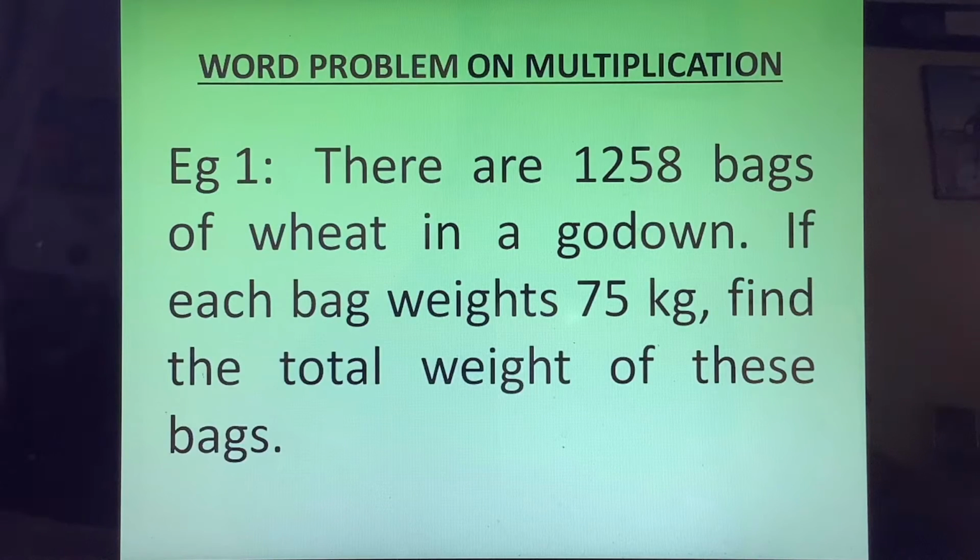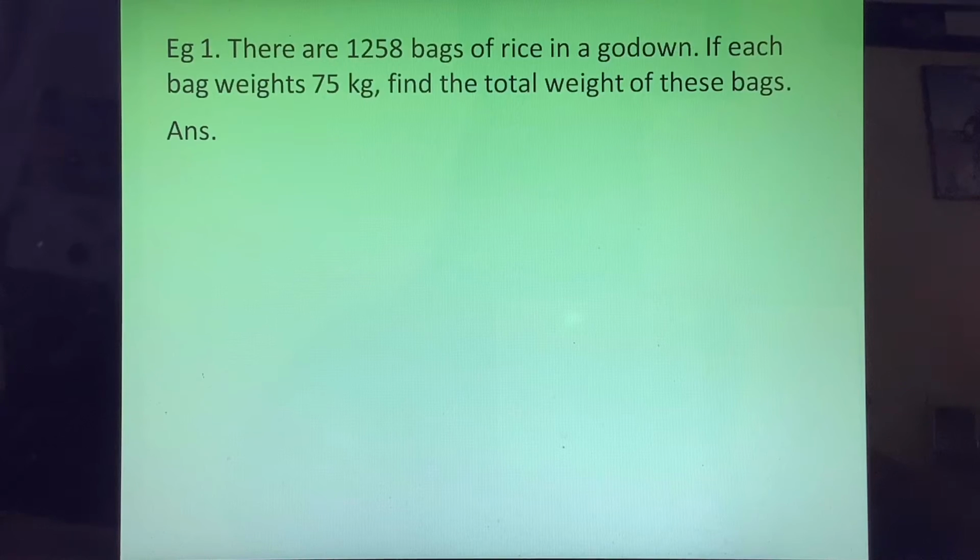Example 1. There are 1258 bags of wheat in a godown. If each bag weighs 75 kg, find the total weight of these bags. To solve this question, we will look at the first bit of information given to us. Let us read the first line again.